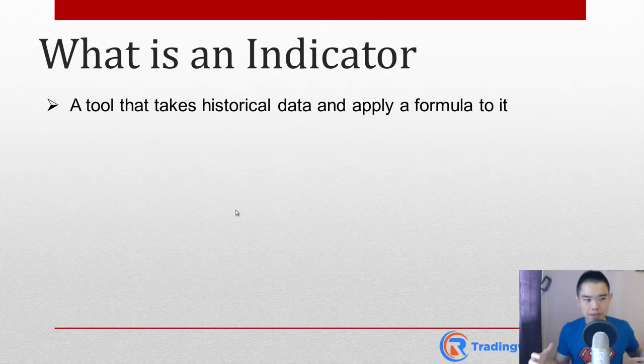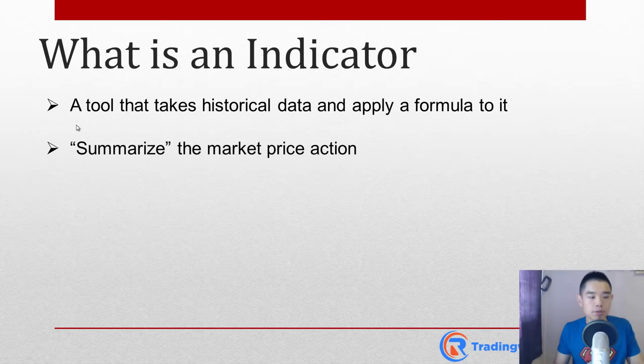It's basically a tool that takes historical data and applies a formula to it. In fact, if you think about most indicators, this is what they do. They take the historical data, whether it is volume or price, apply a mathematical formula to it, and that's where your indicator gets its line, all the different colors and stuff like that. What it does is help you summarize the market's price action.